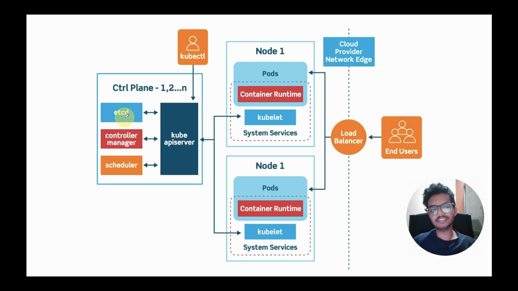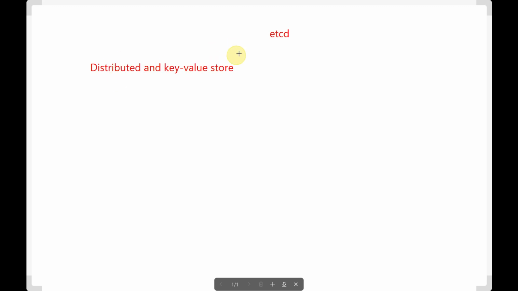The next component is etcd. This is like the brain of your cluster. etcd is a distributed key-value store. It keeps all the critical data needed for managing the cluster. It is like a database for your cluster and it stores the data in key-value format.